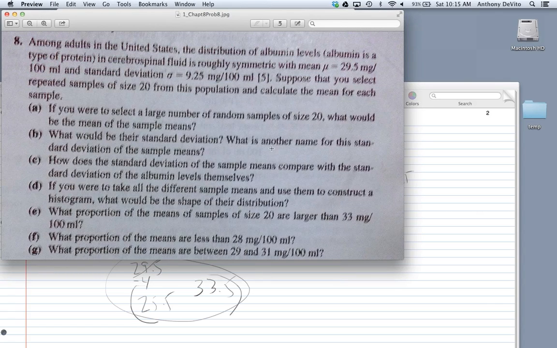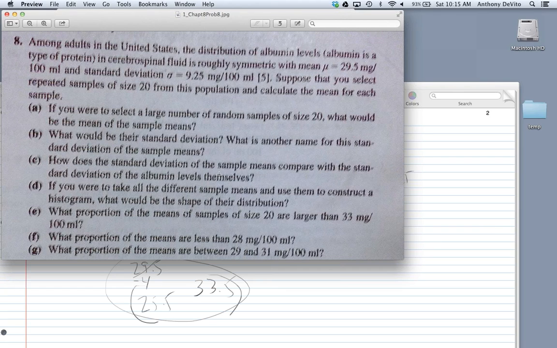That's kind of like what we covered a couple of weeks ago. How does the standard deviation of sample means compare with the standard deviation of the albumin levels themselves? Anyone want to hazard a guess on that? How do the standard deviation and the standard error compare? Which one's bigger or which one's smaller?